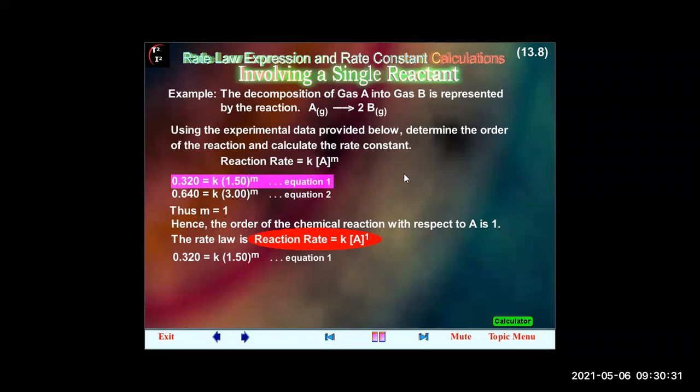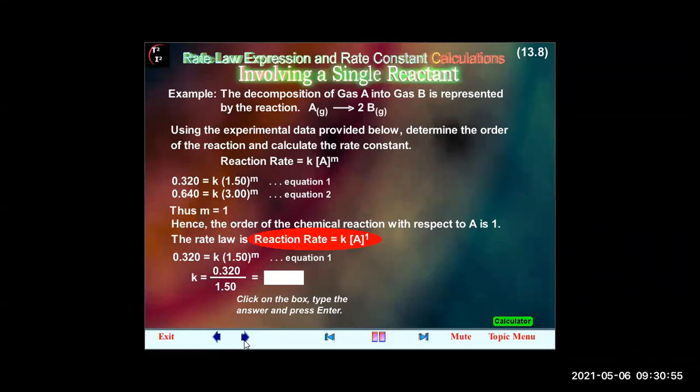0.320 equals K times 1.50 raised to the power m. K equals... The units of K equals moles per liter per second divided by moles per liter.